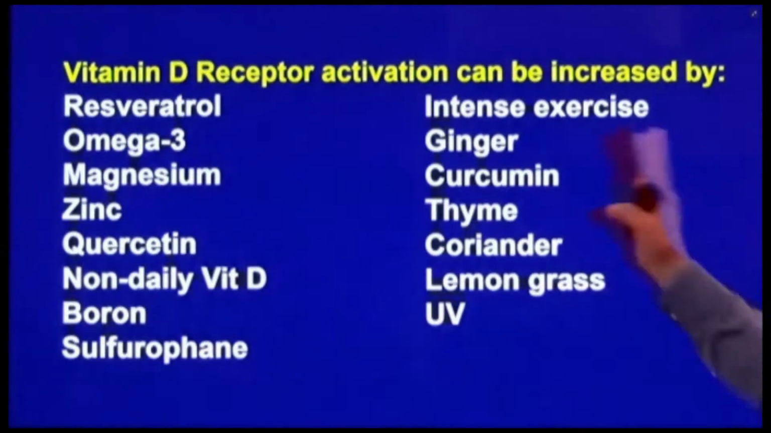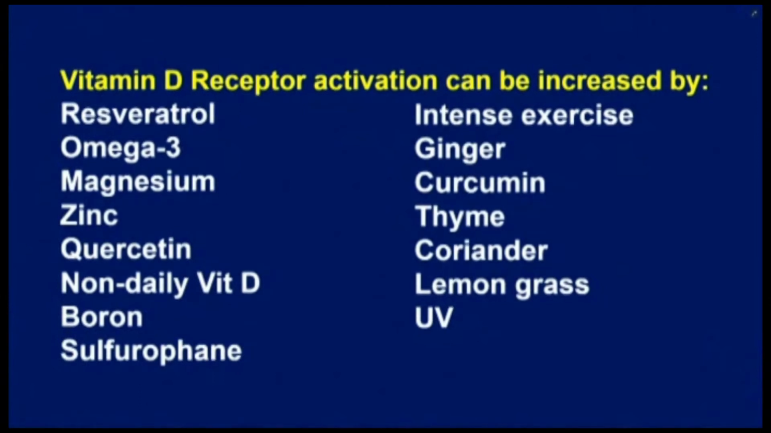Things that can stimulate or activate the vitamin D receptor are resveratrol, omega-3, magnesium, zinc, quercetin, and non-daily vitamin D. I think the reason for this is that low levels of vitamin D tend to stimulate the receptor, which is more compatible with what we get from the sunshine. You get periods of time when you go out in the sun, and periods when it's cloudy and you don't get enough sunshine. So this is the more natural way. In the case of the vitamin D receptor, they found that non-daily vitamin D, taking it periodically during the week, seems to stimulate the receptor better.